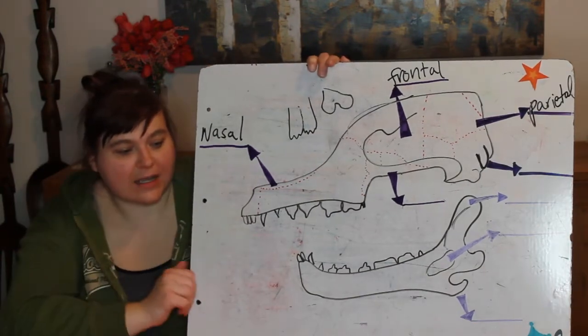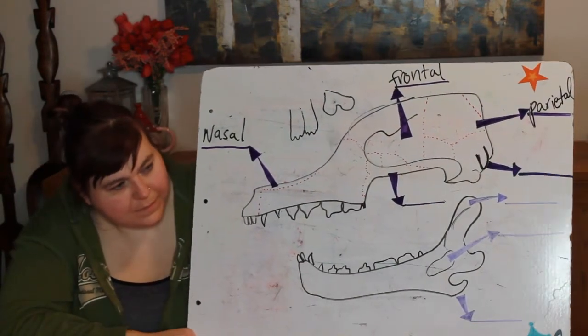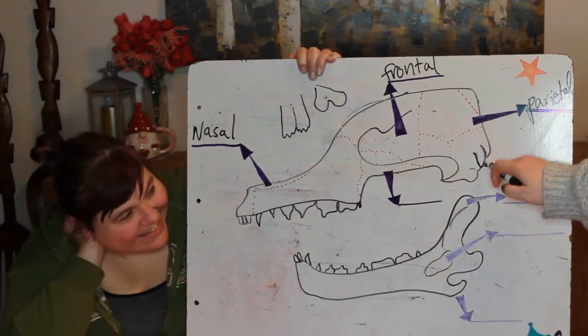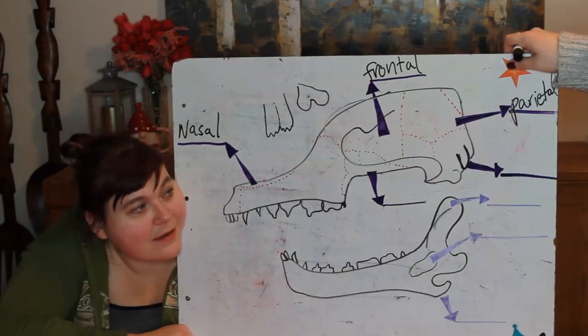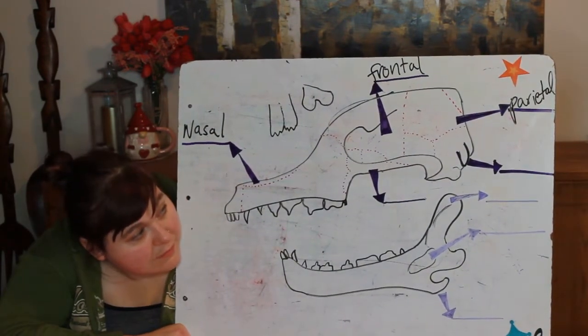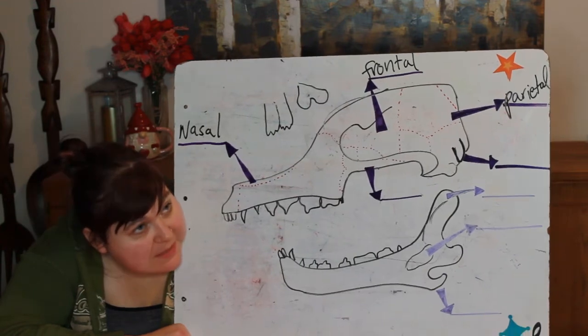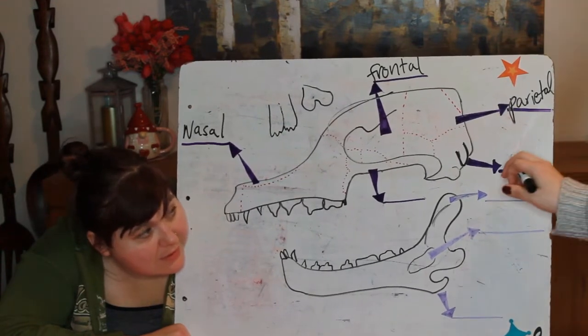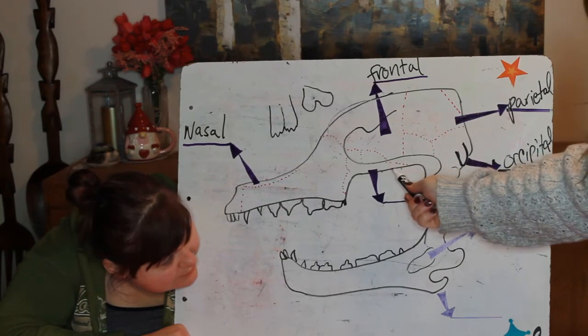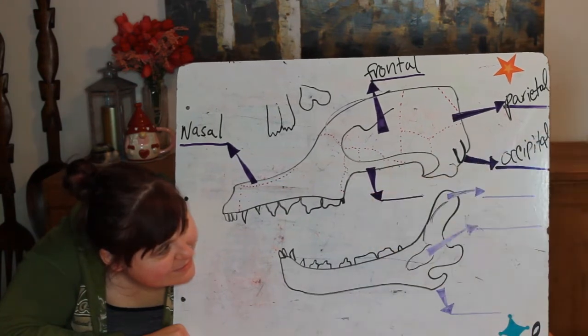This bone forms the back and base of the skull. Is this the occipital bone, the orbital bone, or the posterior bone? Occipital bone. The section of the bone is from here to here.